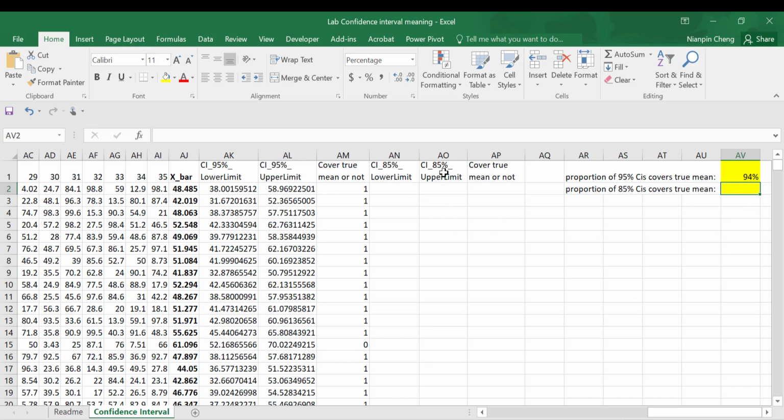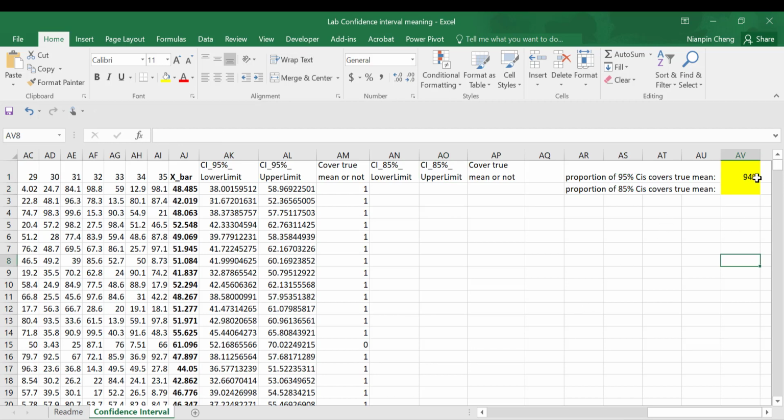Okay, and then you will do the same thing for the 85% confidence interval to see what proportion of these 1,000 samples generated confidence intervals which cover the true mean. Okay? And then you put the number here.